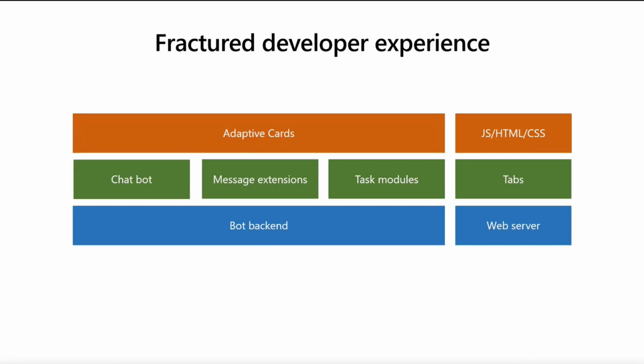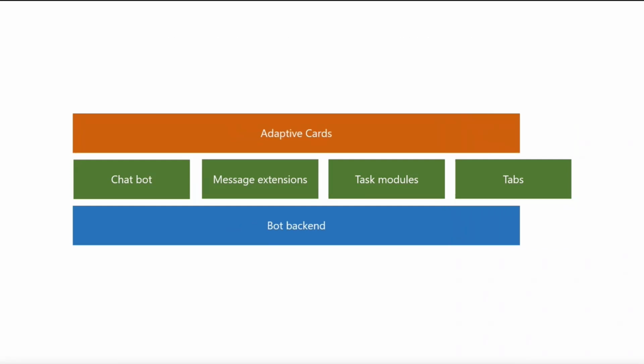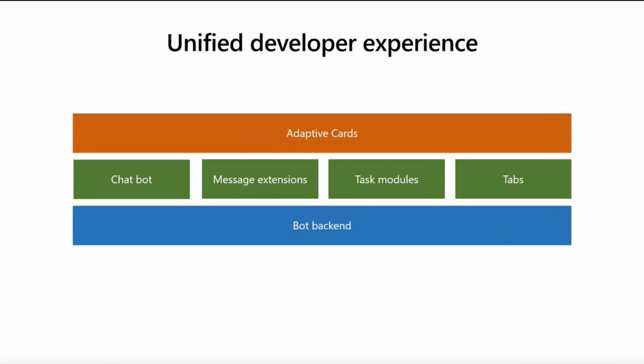So wouldn't it be easier if you could do something like this? I think that looks much better. So what if you could power everything in Teams with a single bot backend and an adaptive card front end? So this is the unified developer experience that adaptive card-based tabs aims to solve. Now you can reuse your previous investments and enable everything from a chatbot to a Teams tab.